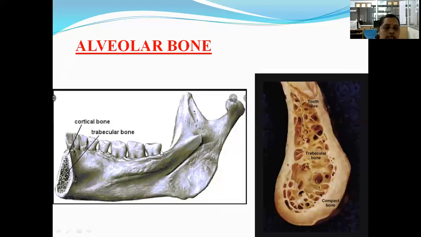Next is about the alveolar bone. We have two types of bone, that is the alveolar bone and the basal bone. Two structures are present in the alveolar bone. This is the cortical bone which forms the buccal and the lingual cortical plate, and inside we have the cancellous bone or the spongy bone which is termed the trabecular bone.